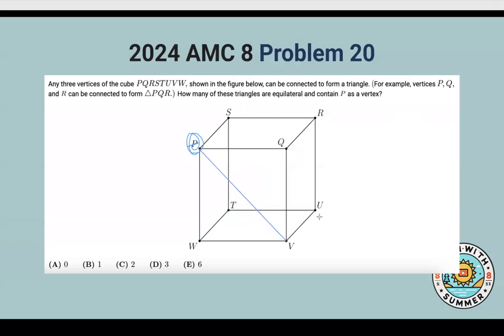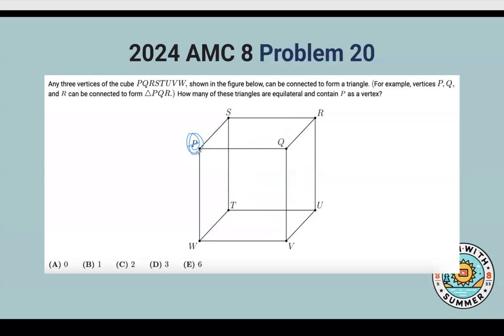And from here, we can see that there's a couple ways to do this. Any face diagonal that we connect here to this first one will create an equilateral triangle, since these are all face diagonals. Now we're trying to find how many equilateral triangles we can make from this vertex here, from P.